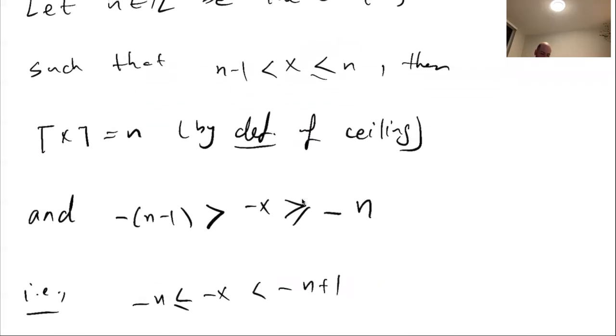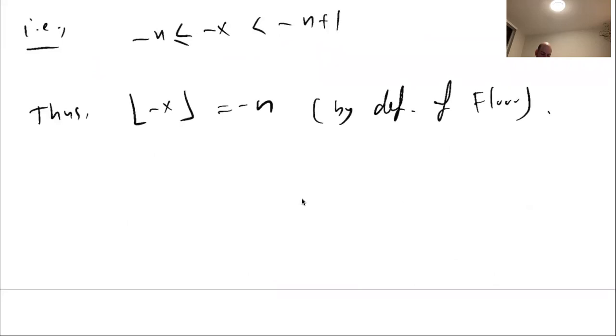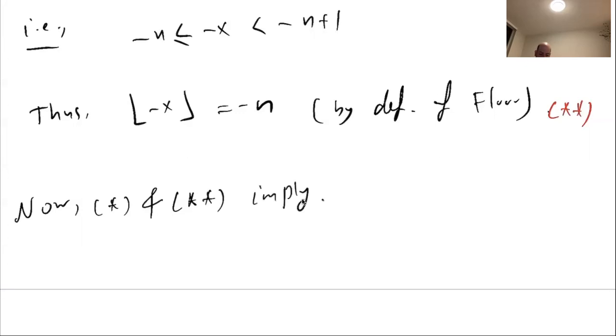Well, I'm done. Ceiling of x is n. Floor of minus x is minus n. So let me call this one star. This one I call star. This one I call 2 star. Now star and 2 star combined imply that floor of minus x is equal to minus ceiling of x, which equals minus n.